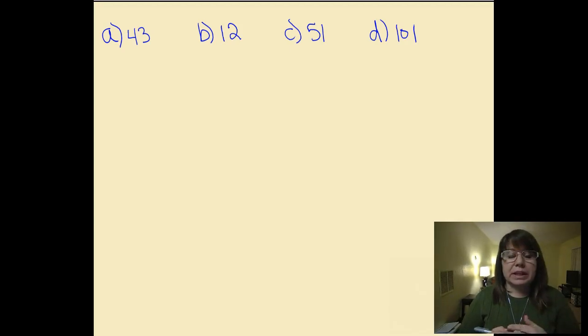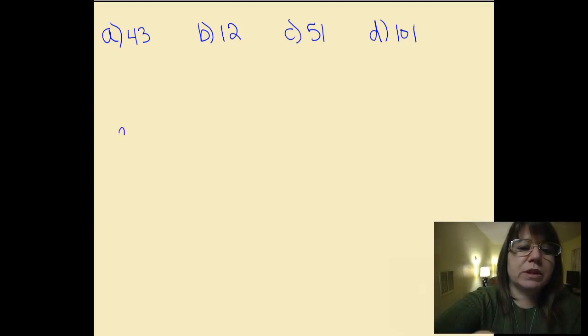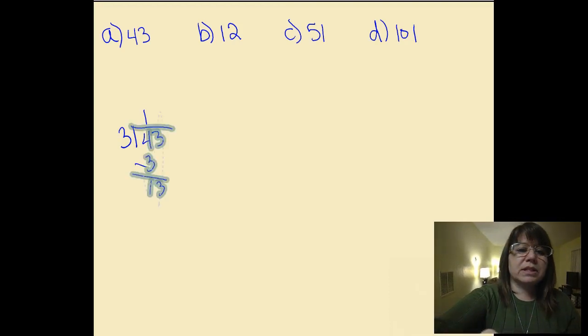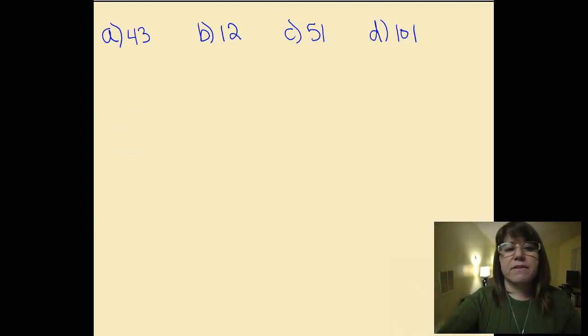So 43, let's think about it. Well, 2 doesn't go into it. We can try, but it's not an even number, so 2 doesn't go into it. 3, let's see if 3 will go into it. 3 into 43, 3 goes into 43 once, but 3 does not go into 13 evenly, so 3 does not go into it. 5 doesn't go into it because it doesn't end with a 5 or a 0.